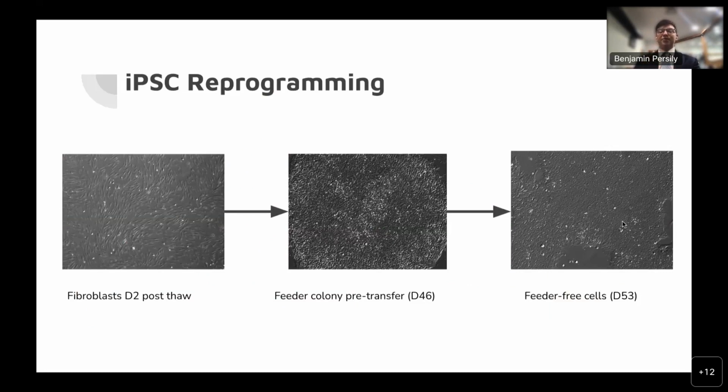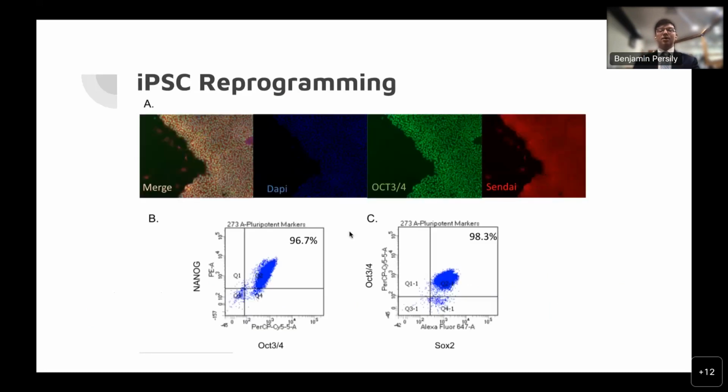Pluripotency was then measured by flow cytometry, and three factors were measured: OCT4, SOX2, and NANOG, another protein shown to indicate pluripotency. Down here, I have flow cytometry data indicative of a successful reprogramming, as 96.7% of the cells were positive for both NANOG and OCT4, and 98.3% of the cells were positive for both OCT4 and SOX2. Since the pluripotency indicators were present in almost all of the cells, these once fibroblasts were now concluded to be iPSCs, and these stains above also support the pluripotency of the cells.